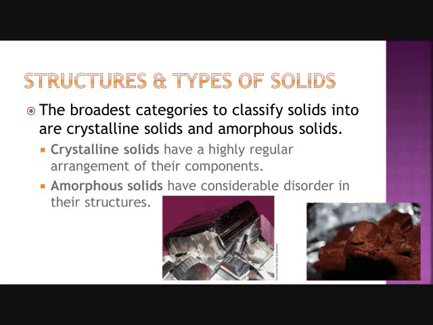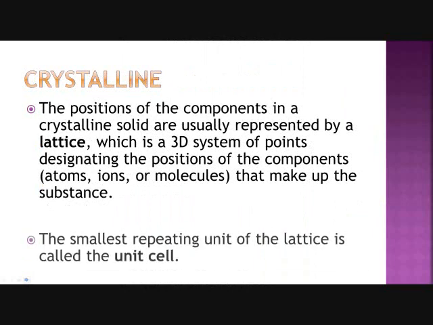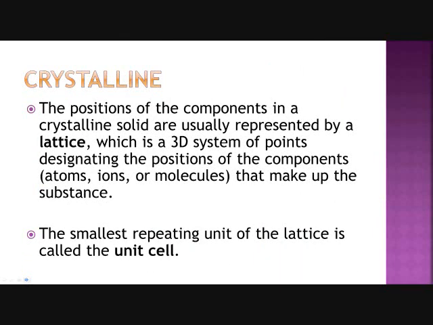Crystalline structures could be all kinds of things. It's anything with a crystal-like structure. So water has a crystal-like structure, like diamond has a crystal-like structure. It's very ordered. Sodium chloride is a crystal. Sugar is a crystal. They're very ordered points. The position of the components in a crystalline solid are represented by a lattice, which we talked about briefly before, which is a 3D system of points that designates the positions that make up the substance. And the smallest repeating cell or unit of the lattice is called the unit cell.